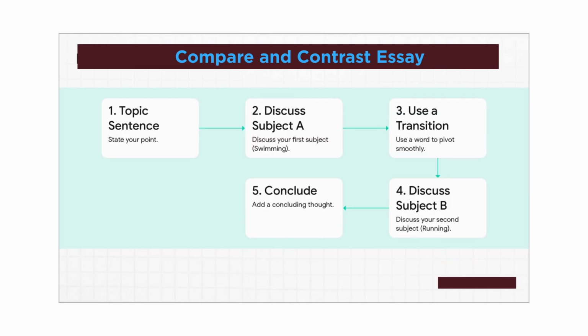So let's just boil it down. The anatomy of a great point-by-point paragraph is a simple 5-step recipe. You state your claim in a strong topic sentence, you talk about your first subject, you use a slick transition word, you talk about your second subject, and you wrap it all up with a concluding thought. It's a formula, and it works every time.